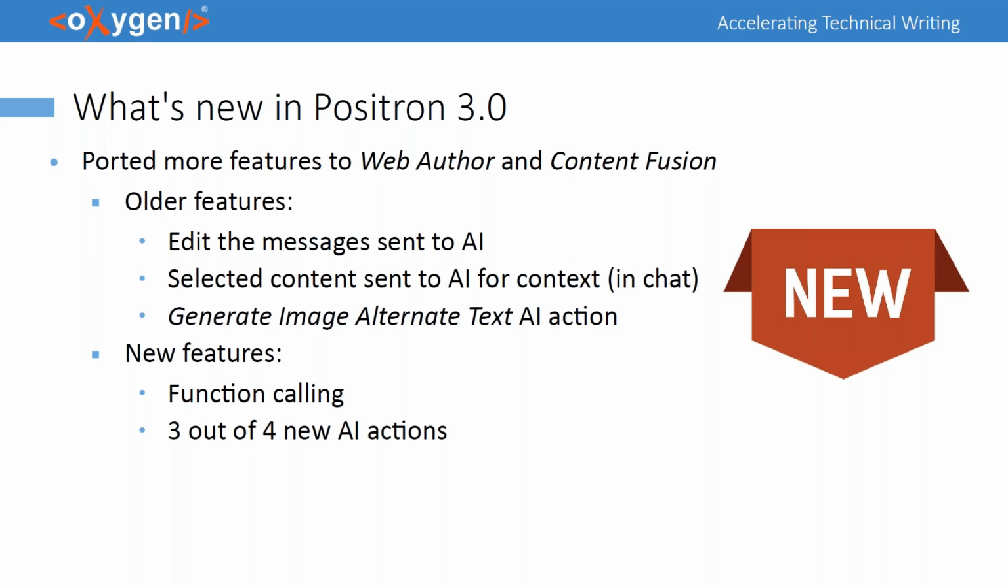Now, in the web author and content fusion, you are able to edit the user messages sent to the AI service. You can select content in the editor and use it as a context for a new chat that you have with the AI service. And we also brought the generate image alternate text AI action that was added actually in the previous version of Positron 2.1.